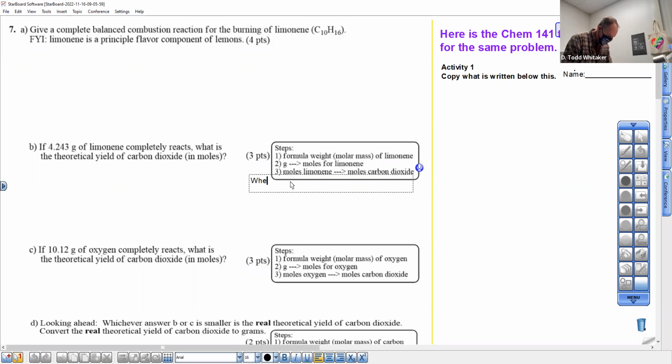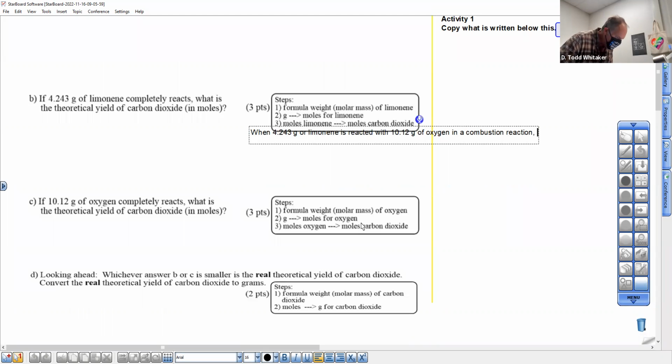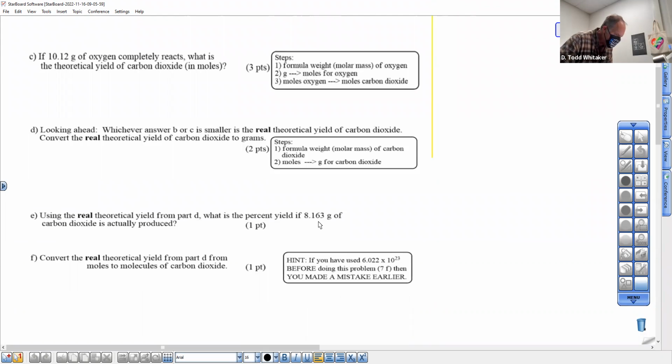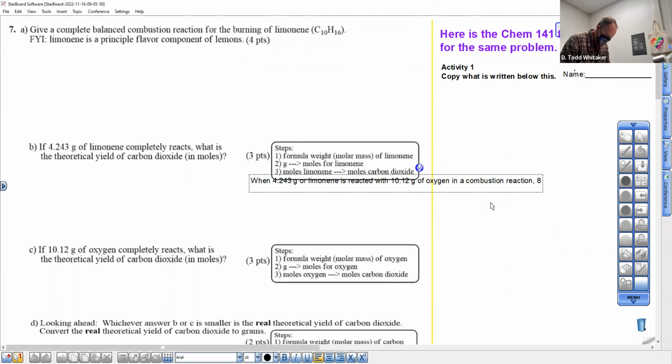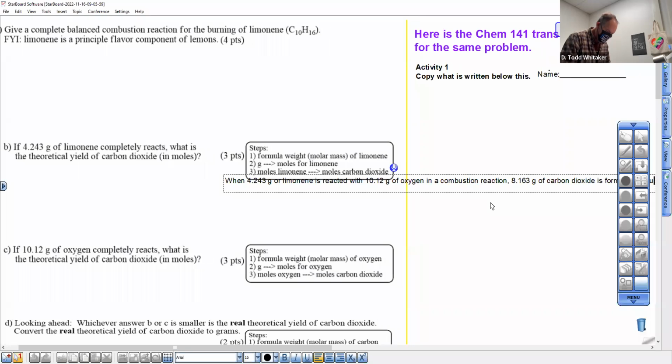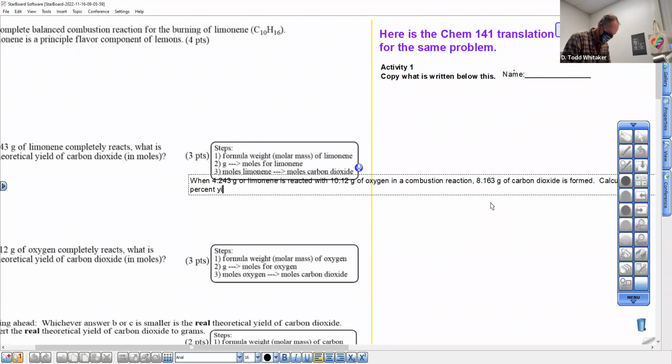So, when 4.243 grams of limonene is reacted with 10.12 grams of oxygen in a combustion reaction, comma, 8.163 grams of carbon dioxide is formed. Calculate the percent yield. That's it.